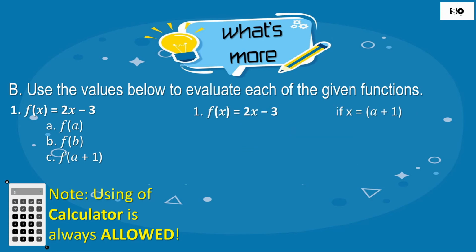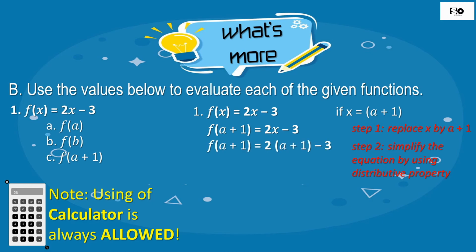Example number 3, x equals a plus 1. Step 1, replace x by a plus 1. Number 2, simplify the equation by using distributive property. Palitan natin ang value ng x ng a plus 1. Kung mapapansin ninyo, si 2x, kinulong natin ang a plus 1 sa x. Gamit tayo ng distributive property. Distribute 2 to a and 1.